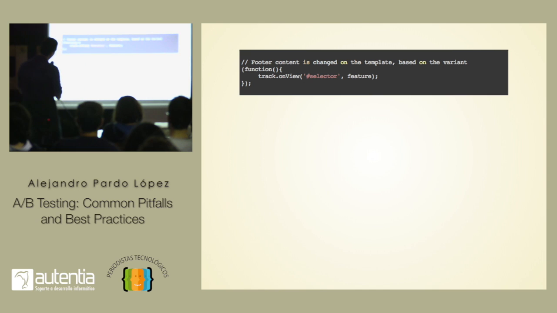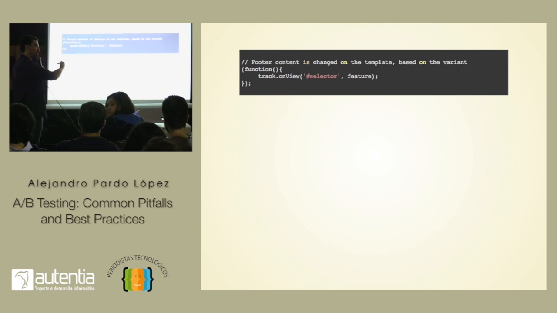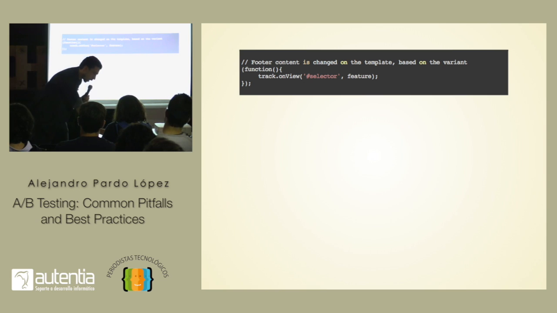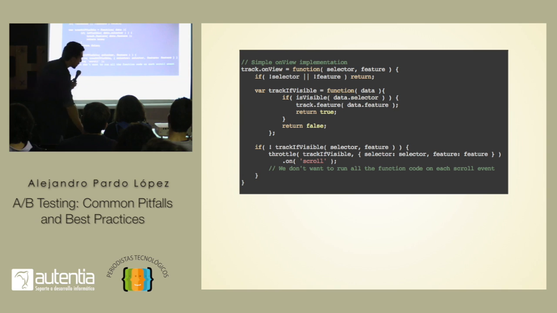So this is a very simple way of doing it. Track on view this element and the feature. So your element can be shown already in the HTML, and as people scroll, when the element becomes visible, then you track it. I made a very crude implementation of this.